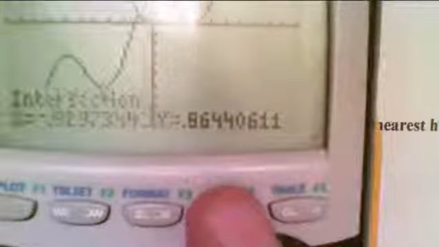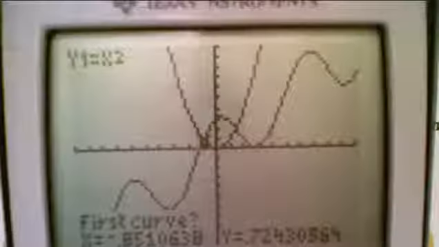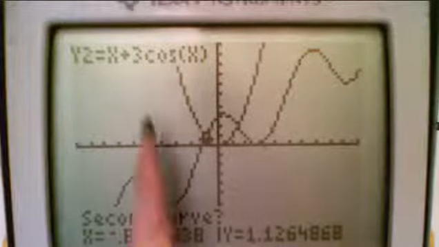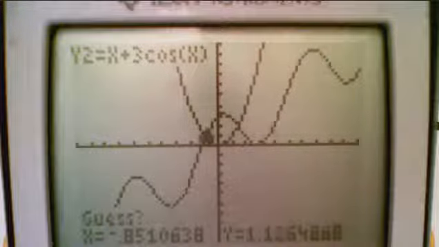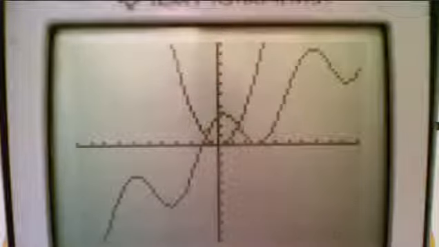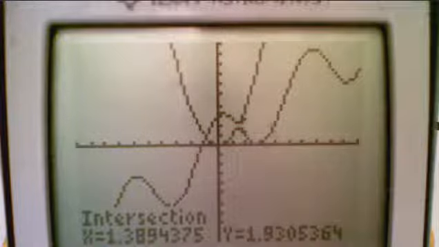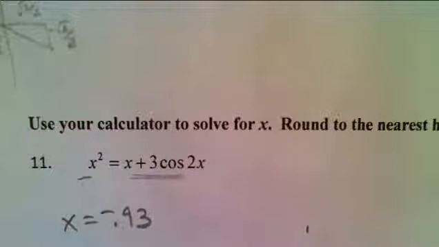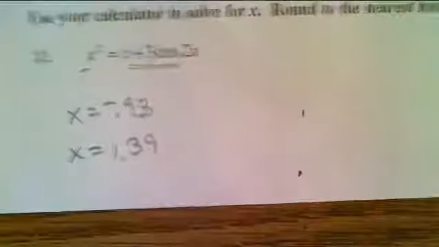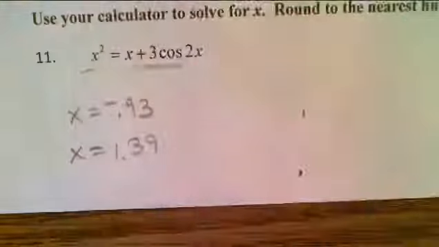And then the other place, second calc intersect, first curve, yep, whoops, sorry, second curve, yep. So I'm just looking at this, second curve, but now I need to arrow closer to that solution. And I get an answer of 1.39. So that's negative 0.93 and 1.39. Those are the two places where those two graphs intersect.